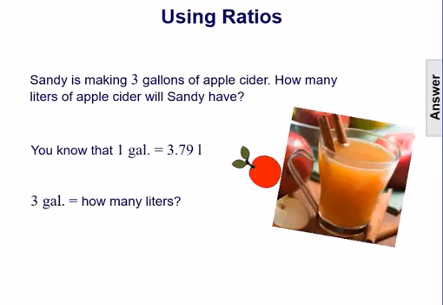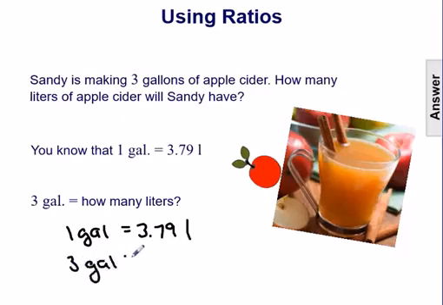A different type of question also is like this, where we have Sandy is making 3 gallons of apple cider. How many liters of apple cider will Sandy have? So we're converting from gallons to liters. Well, we know that 1 gallon equals 3.79 liters. And we want to see, well, what would 3 gallons equal? So more formally, 1 gallon equaling 3.79 liters. We're comparing to 3 gallons equaling an unknown amount x of liters.